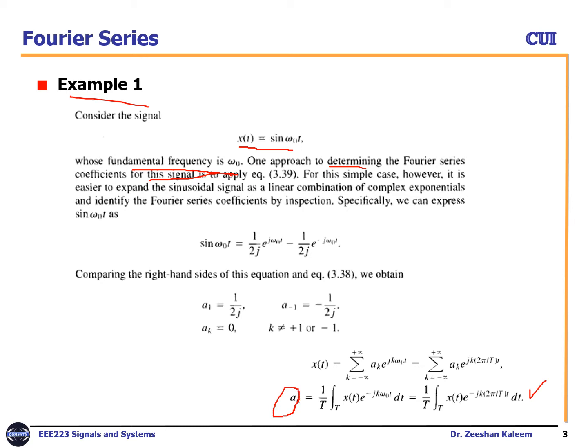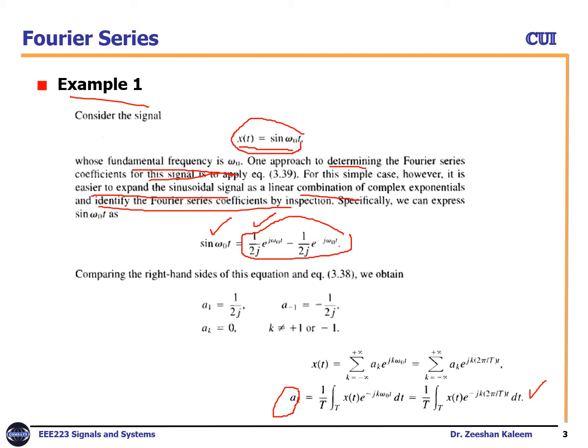For this very simple case, x(t) is sine omega naught t. However, it is easier to expand the sinusoidal signal as a linear combination of complex exponentials and identify the Fourier series coefficients by inspection. By looking at this expansion, we can directly find the coefficients of the Fourier series.